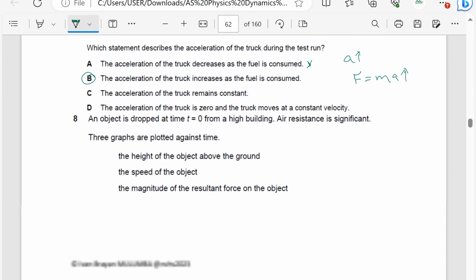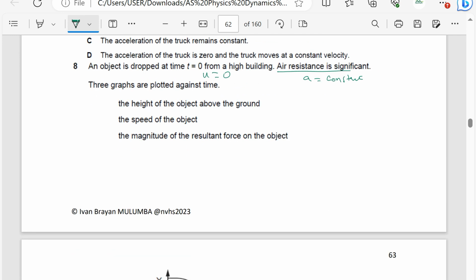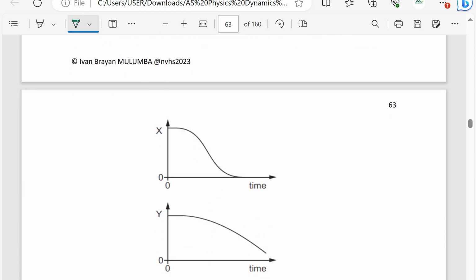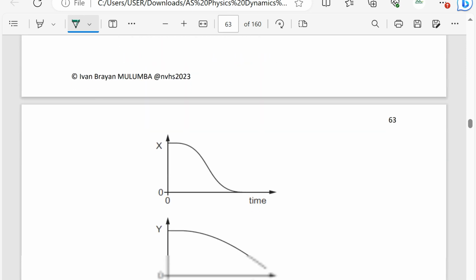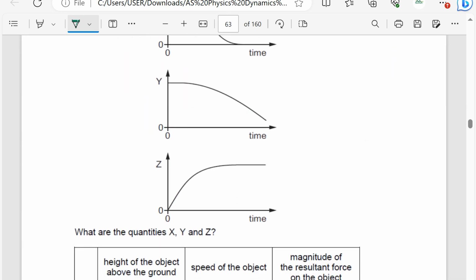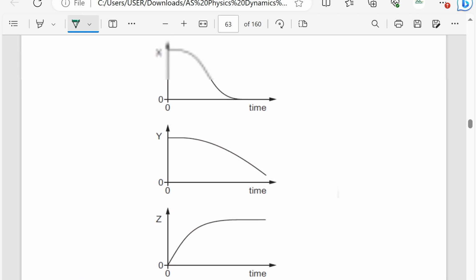An object is dropped at time t equals 0 from a high building. It is dropped. That means initial velocity should be 0. Air resistance is negligible, acceleration is constant. Three graphs are plotted against time: the height of the object above the ground, the speed of the object, the magnitude of the resultant force on the object. Okay. Let's see. The question says what are the quantities x, y, and z?